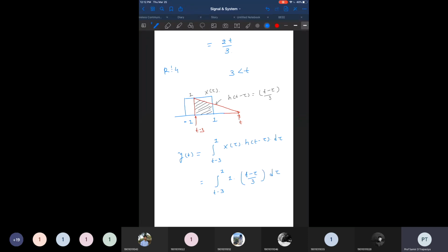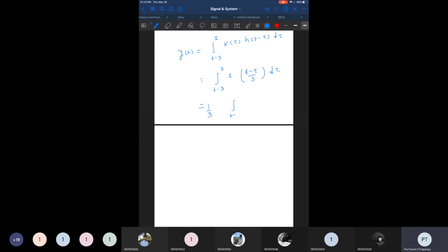So if you take the 1 by 3 as common, it is left with only t minus 3 to 1, t minus tau d tau. And if we solve this further, that is t tau minus tau square by 2, and here we apply the limits t minus 3 to 1. So that is left with 1 by 3, tau replaced with 1 first, so we get t minus 1 by 2 minus t times tau by 3, minus minus plus, so plus (t minus 3) square by 2.